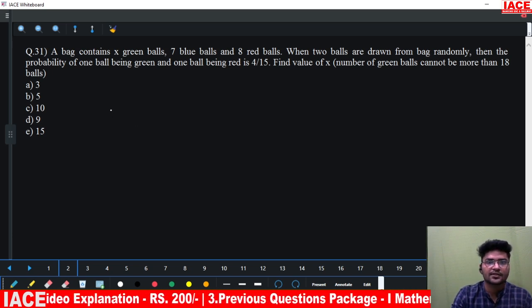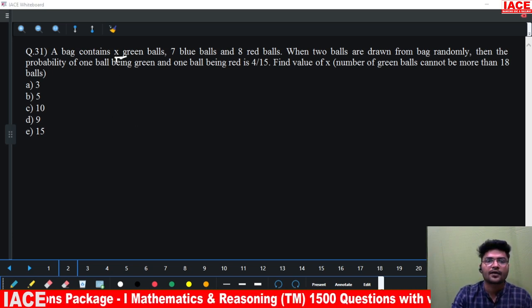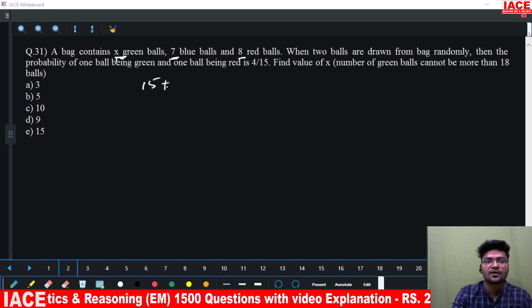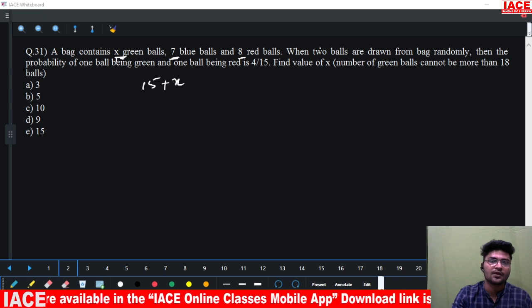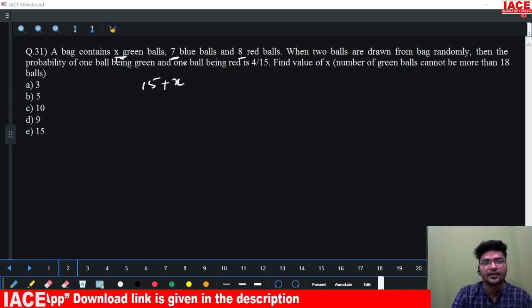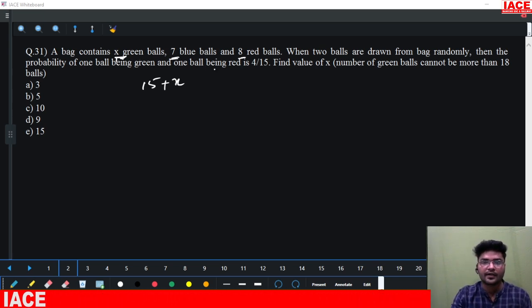A bag contains X green balls, 7 blue balls and 8 red balls. So in total we have 15 plus X balls. When two balls are drawn from the bag randomly, the probability of one ball being green and one ball being red is 4 by 15. So we are drawing two balls.